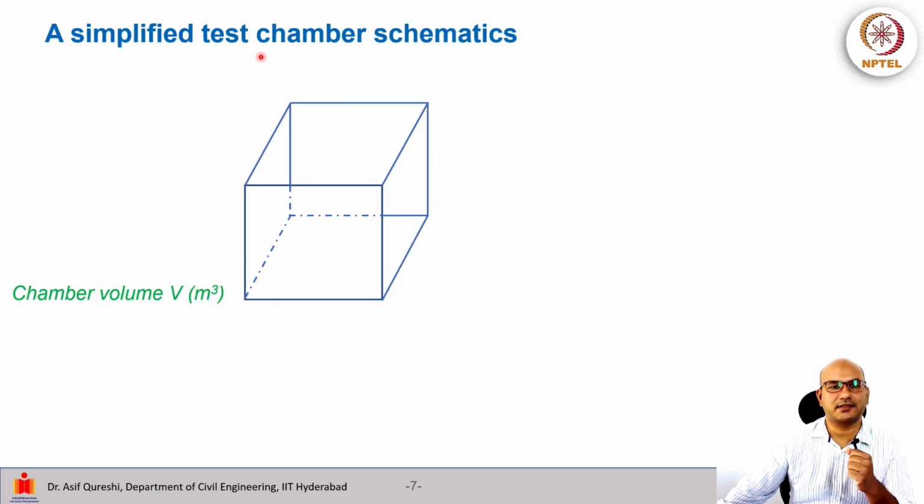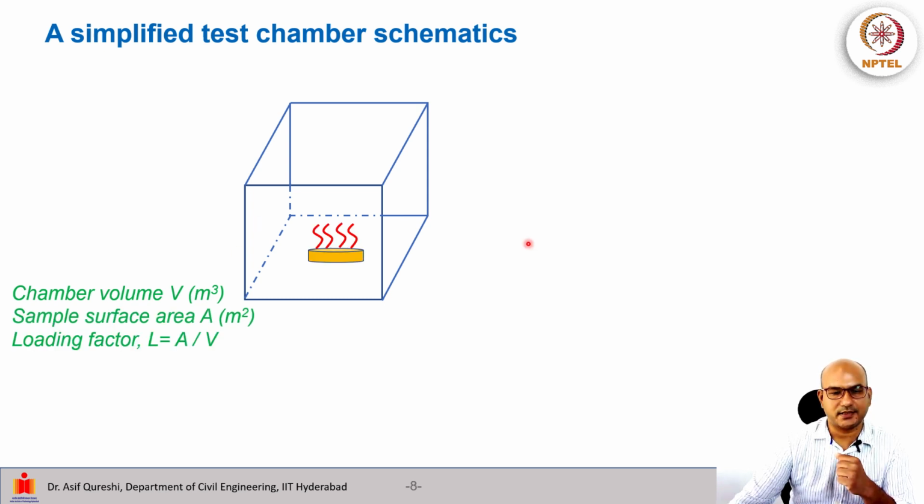So this is a simplified test chamber schematic. Here we have a test chamber which is a volume of V. Now in this test chamber we put our surface from which we have to estimate the emissions. Assuming we are covering all the surface below in aluminum foil, and maybe the edges as well, and we are only estimating the emissions from the surface or maybe the edge as well. So we have the sample surface area which is contributing to the emissions.